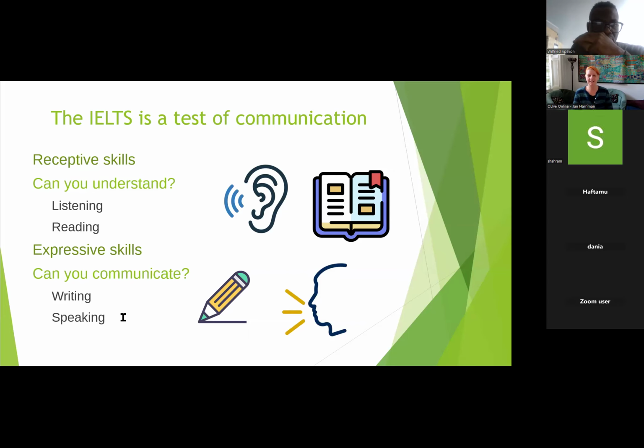Can you understand what you read? Can you understand what you hear? Can you hear the details? Can you find those things? There's no body of knowledge that you can memorize to make this happen. You have to work on the skills. All right. So those are our receptive skills, listening and reading. And now communication, the other half. Can you express yourself? Can you communicate so that other people can understand what you are trying to say?